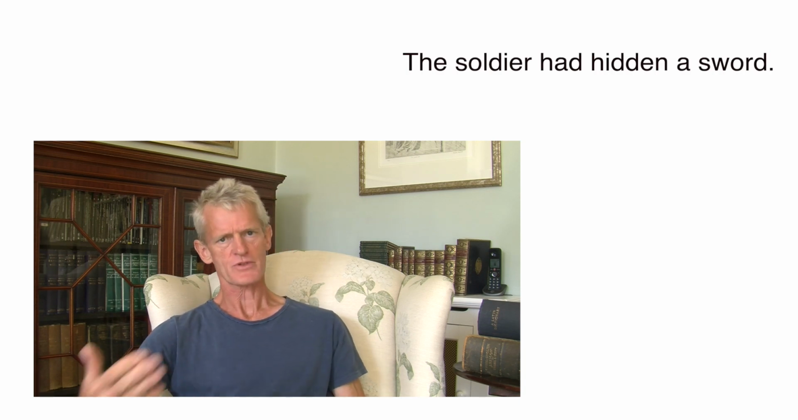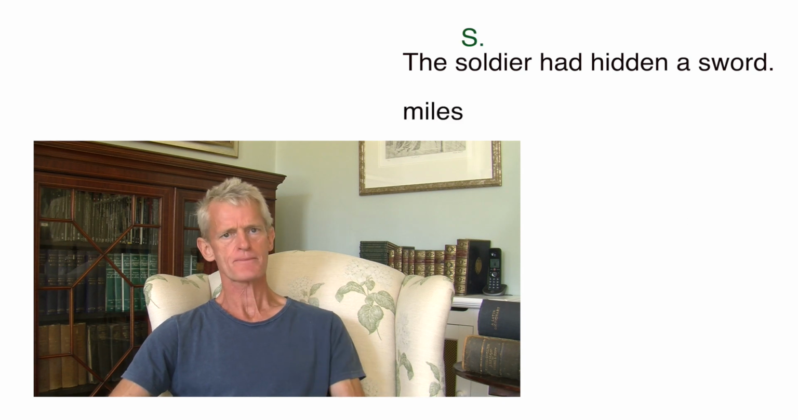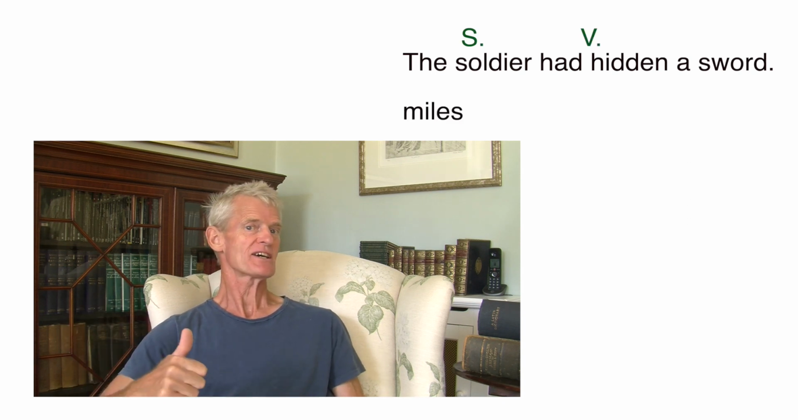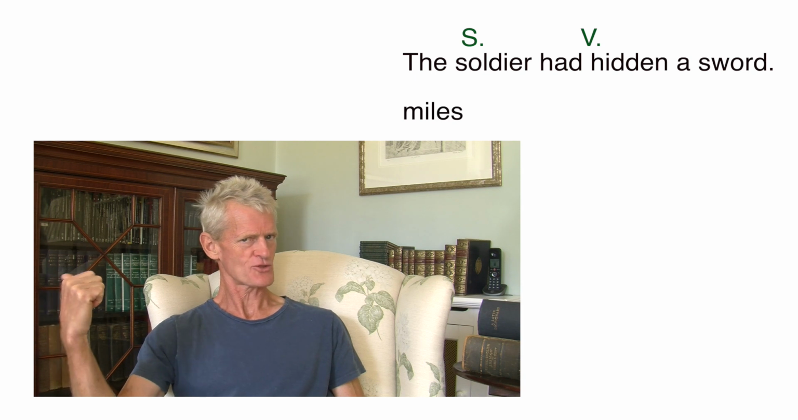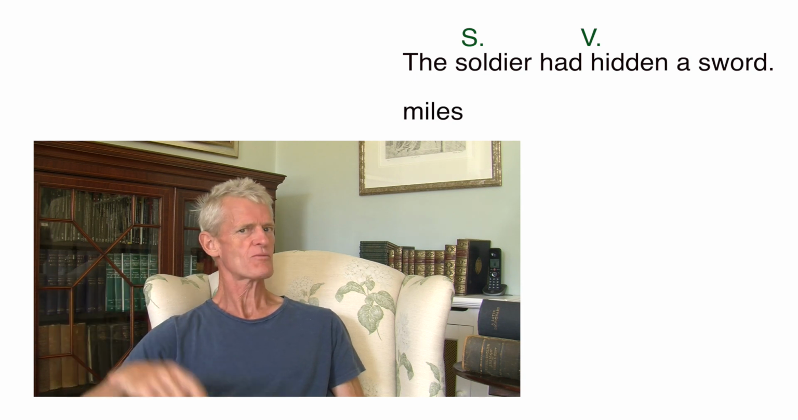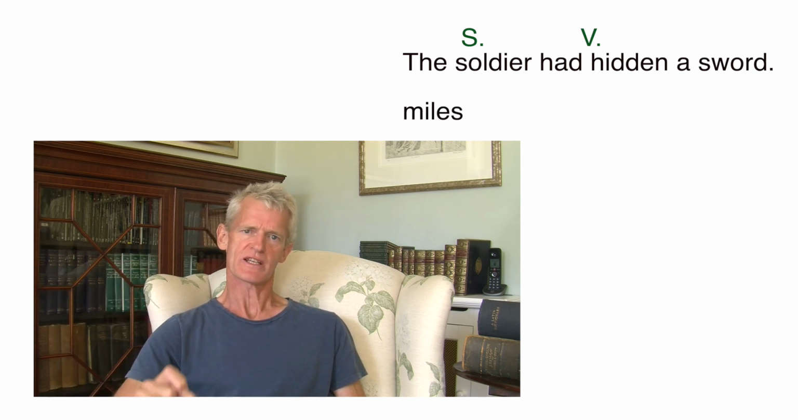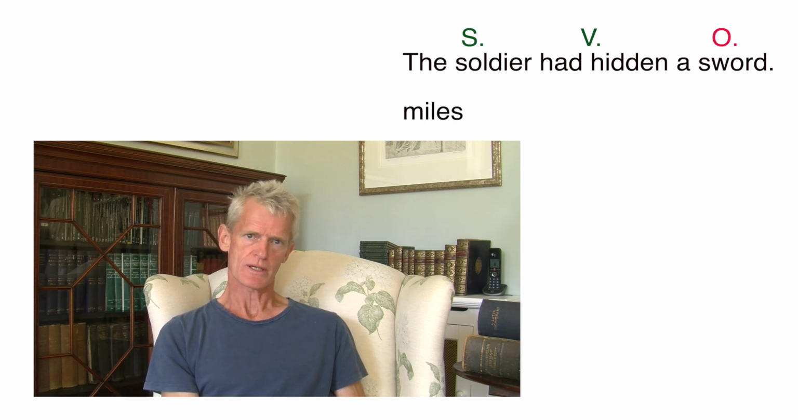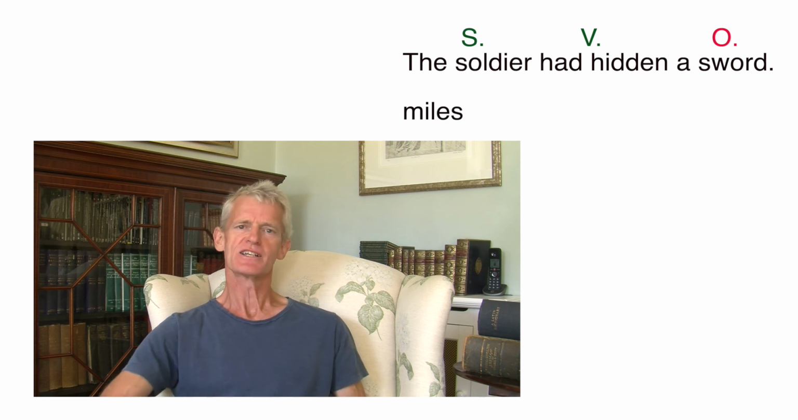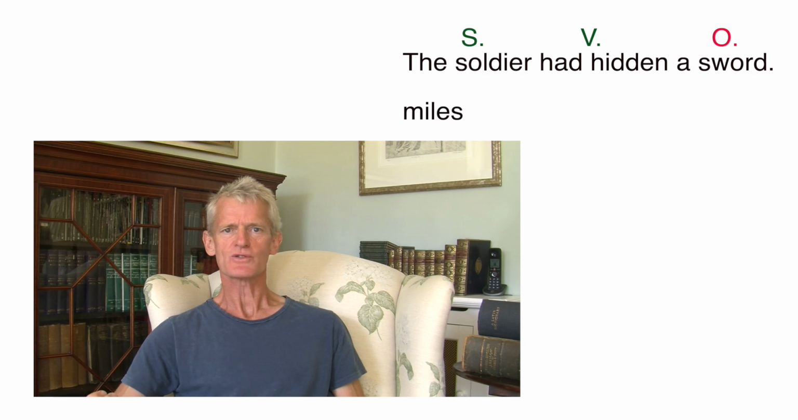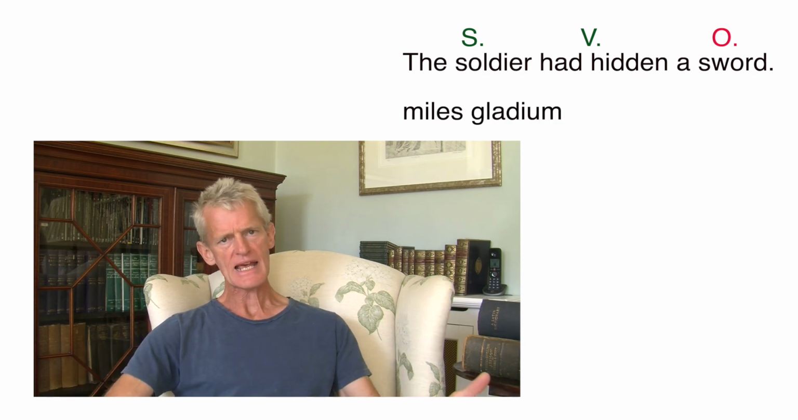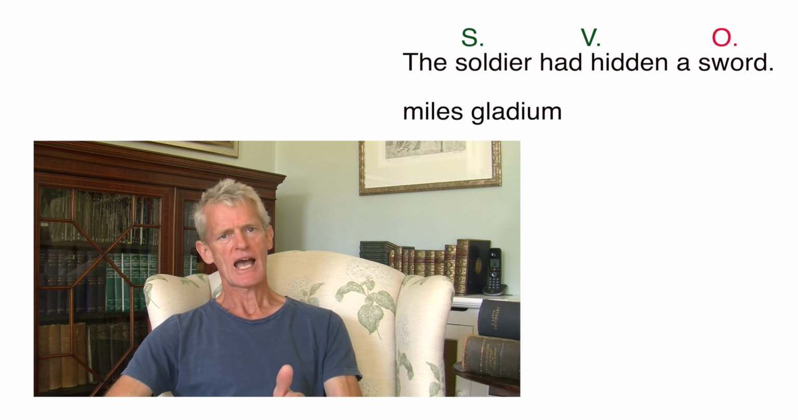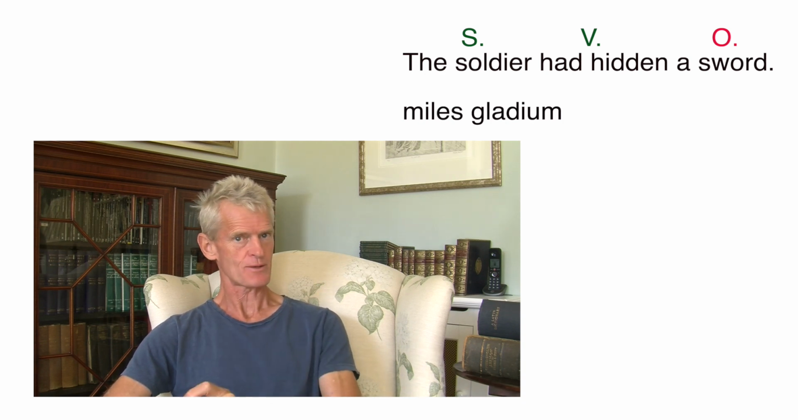Okay, so we pick up the soldier, miles, as our subject. The verb "had hidden" is going to go at the end. We'll do that last. But just remember, when we get there, it's going to be a pluperfect tense. Now, what had he hidden? He had hidden a sword. That's the object. It's going in the accusative case. It's singular. Latin for sword is gladius. So, gladium. So we've got miles, gladium, and then we want "had hidden."